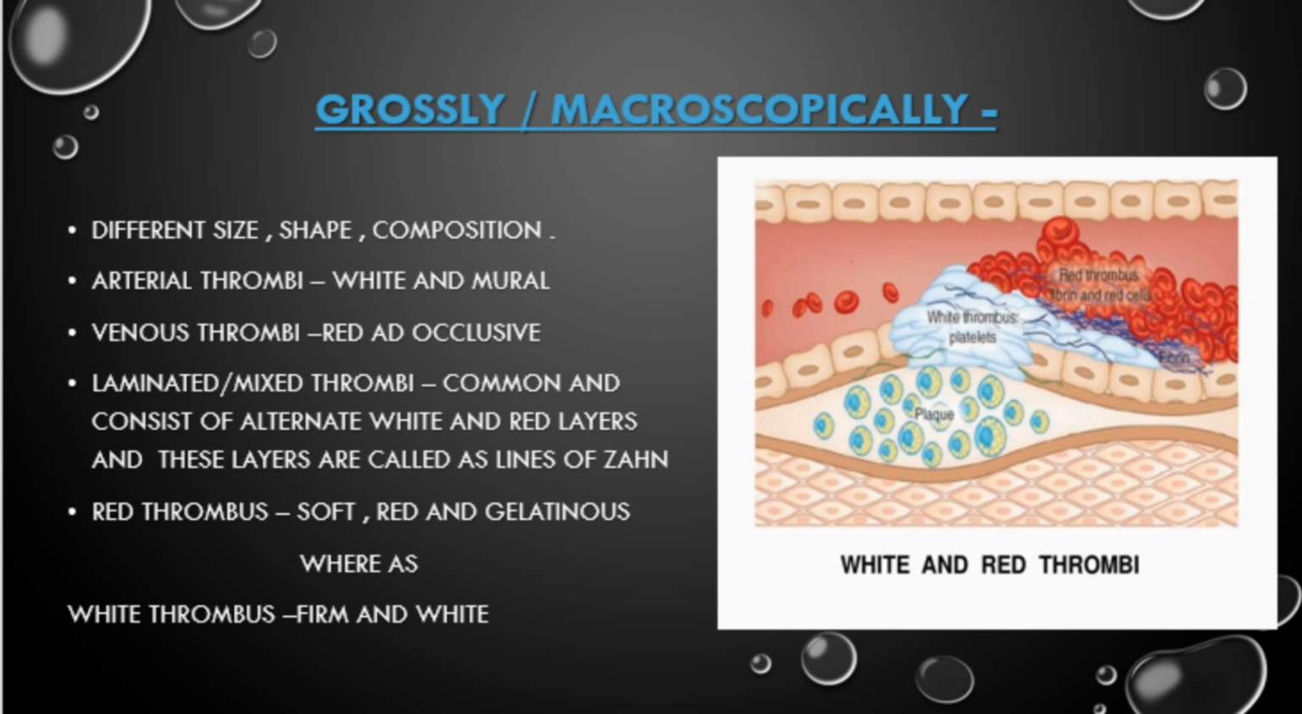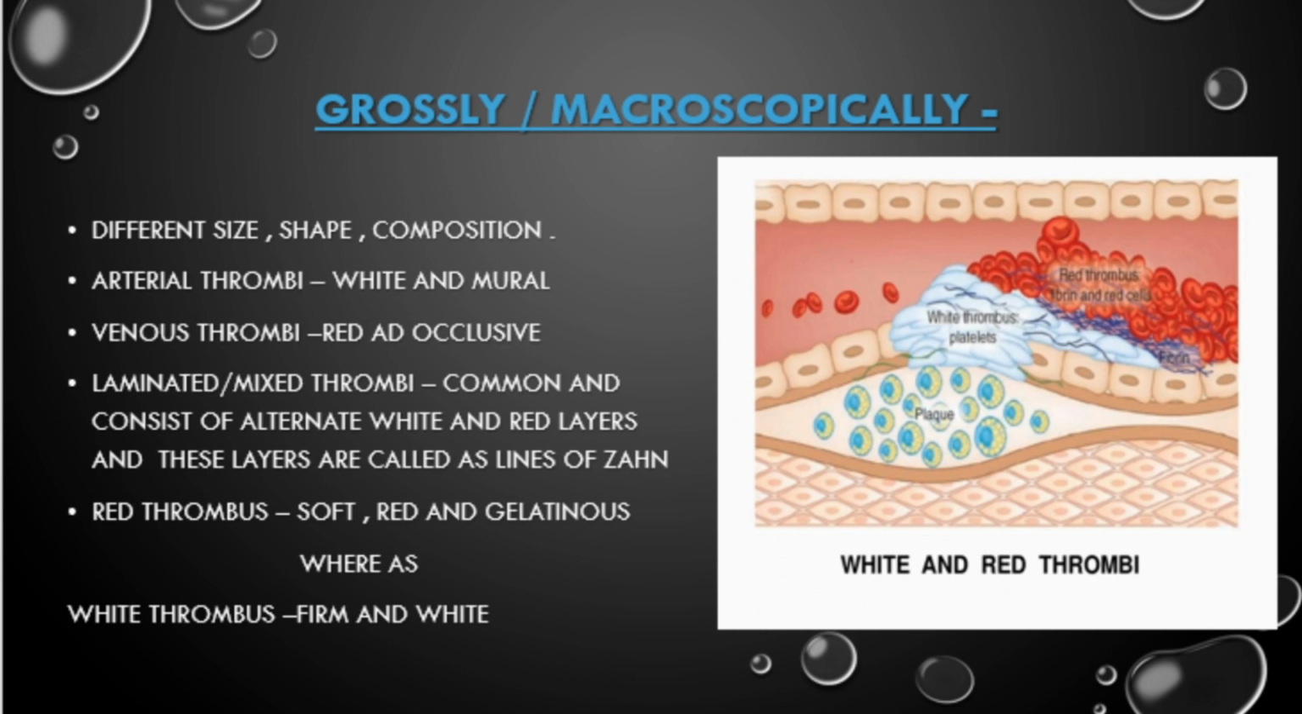The third appearance is the mixed or laminated thrombi. They are also common and consist of alternate white and red layers. Please note that the white layer is of platelets and the red layer is of RBCs, fibrin, and platelets, with some WBCs. These layers are called lines of Zahn. Red thrombi are soft, red, and gelatinous, whereas white thrombi are firm and white. So this was all the gross appearance of thrombi.